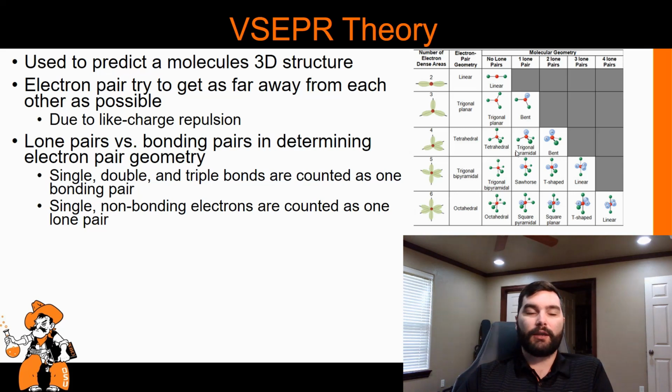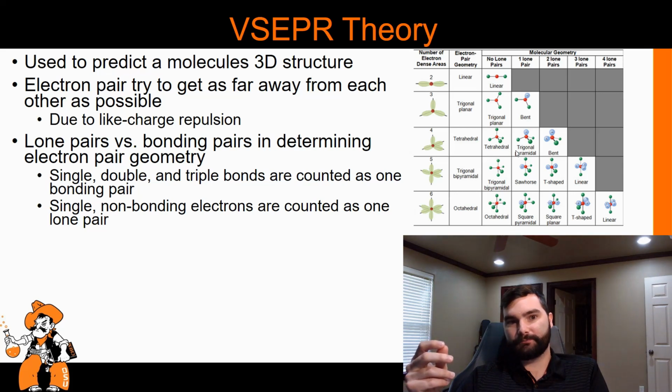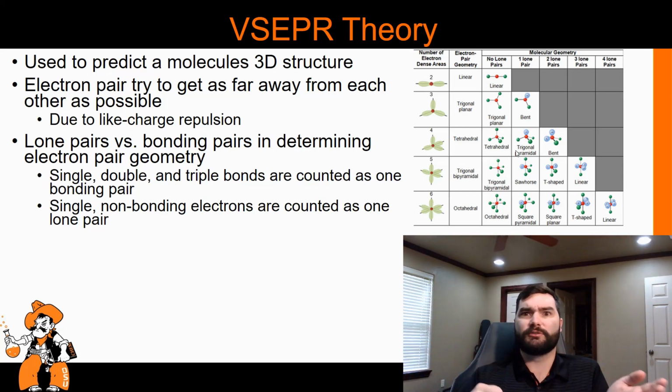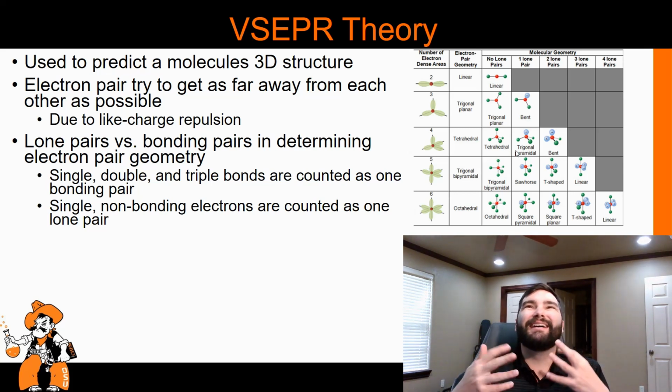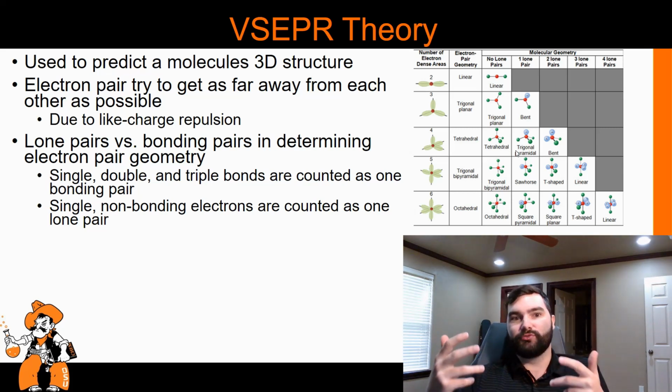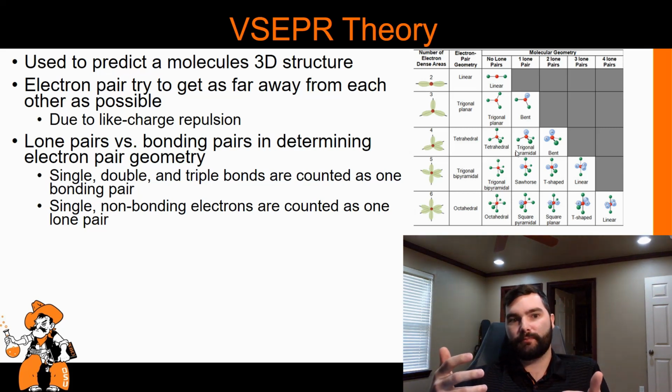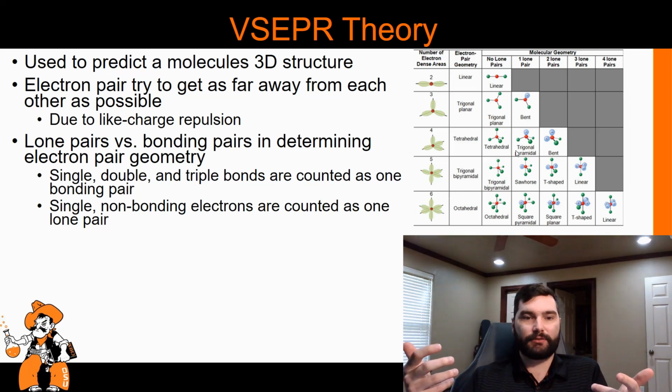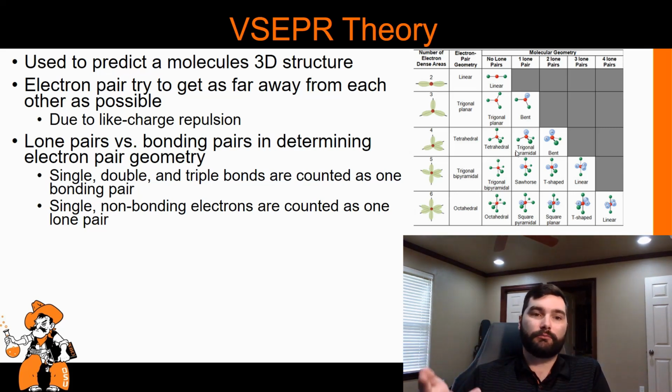Your types of covalent bonds can be sigma bonds and pi bonds. I'll get into sigma versus pi bonds a little bit later. Single, double, and triple bonds are counted as one bonding pair. It's counted as one electron dense region is a better way to describe this. And then single non-bonding electrons are counted as a lone pair.